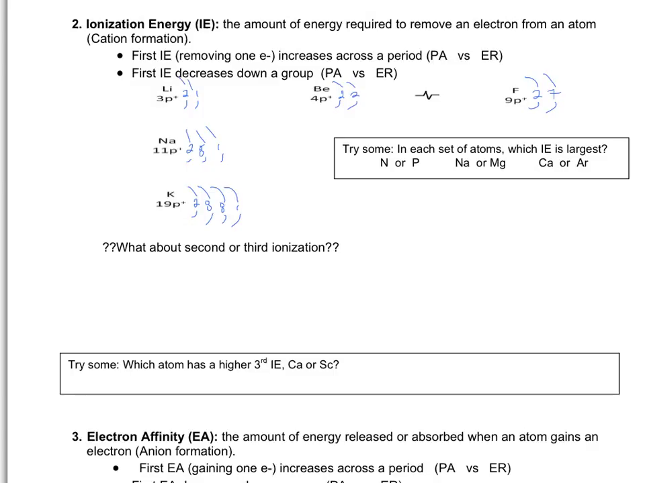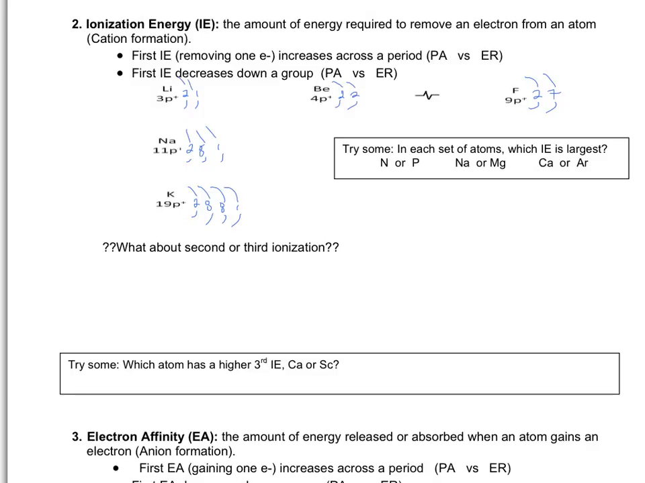The stronger the effective nuclear charge of the atom, the harder it's going to be to pull an electron off, and the higher the ionization energy value will be. Removing one electron off of an atom is known as its first ionization energy. If you then try to remove a second electron, that's known as the second ionization energy.